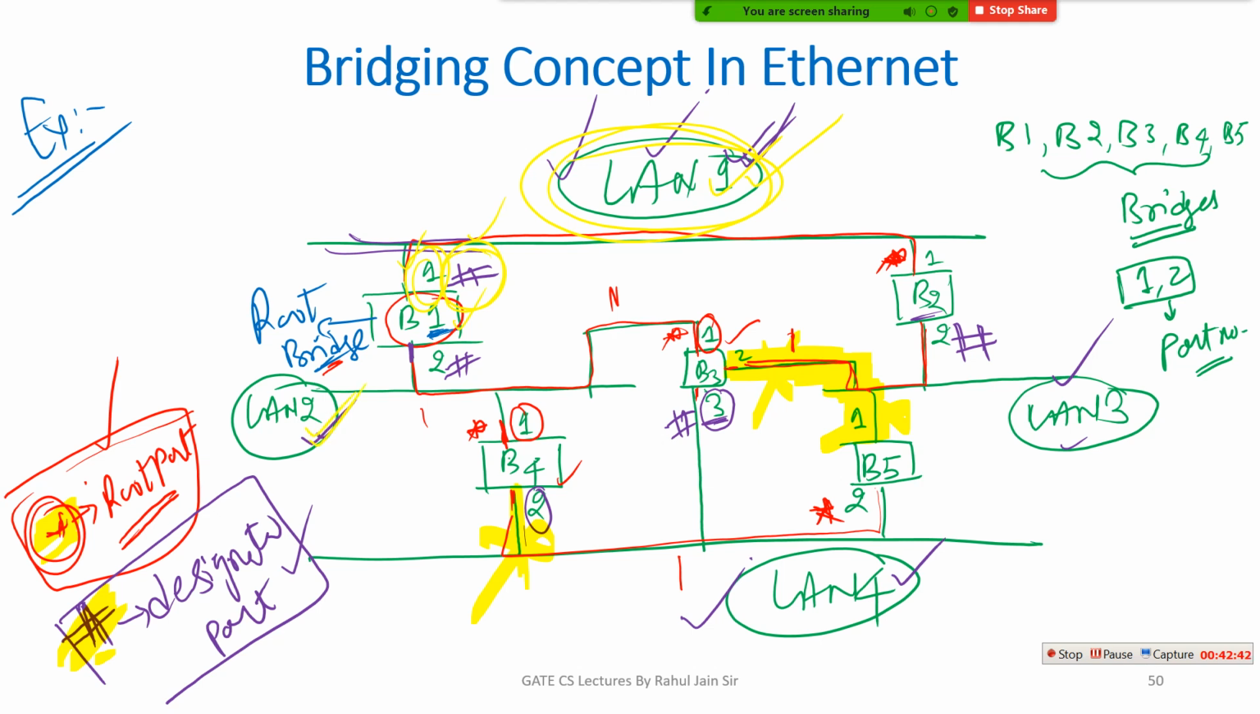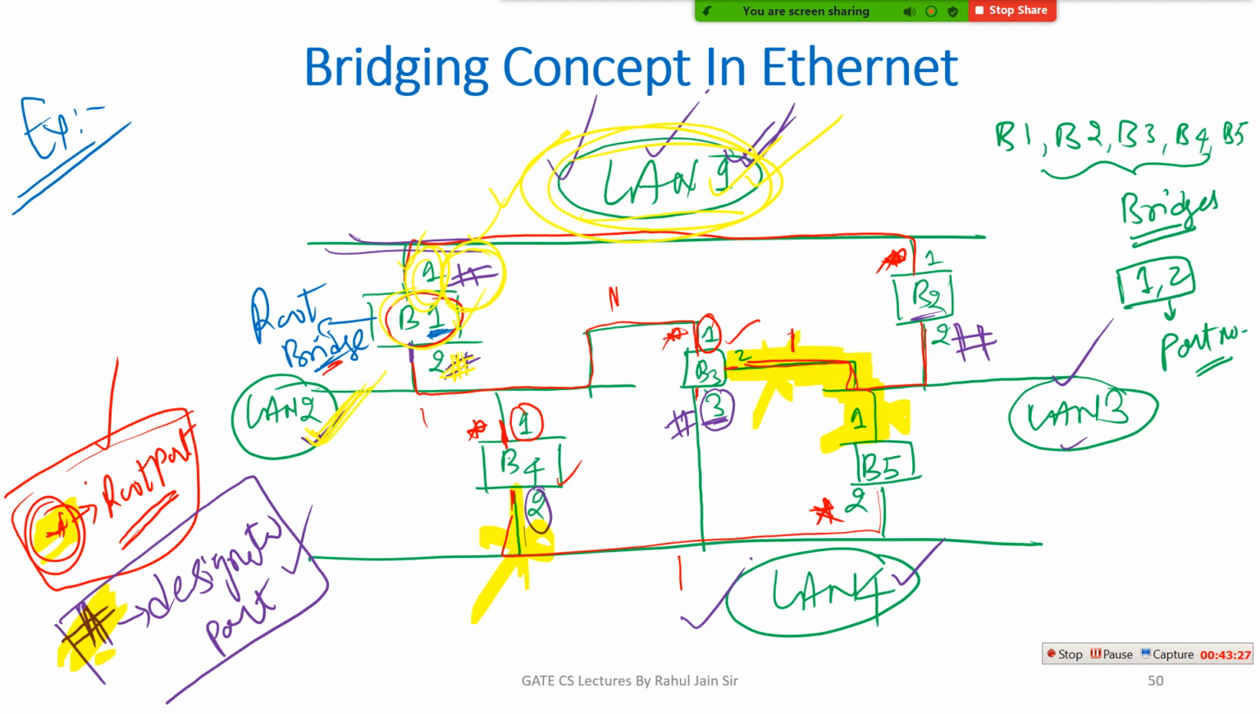For lane 2, there are two bridges connecting, B4 and B1. But I need to go to the root bridge. Ultimately I need to go to bridge 1. That is why the second port of B1 is the designated port for lane 2. So the first port of B1 is the designated port for lane 1 and the second port of B1 is the designated port for lane 2. Is it clear now? Is it clear, Shivang?